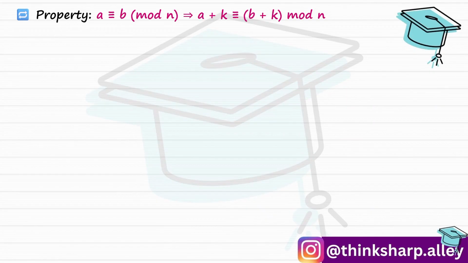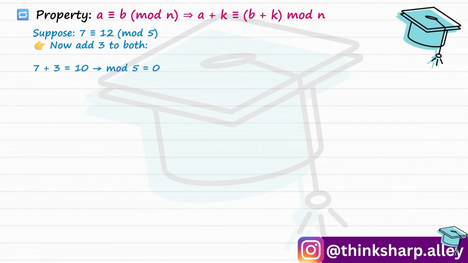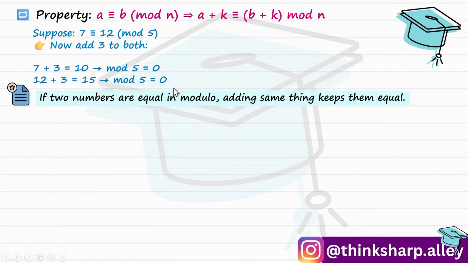So let's say the first one. Suppose we know 7 is congruent to 12 mod 5, right? So can we add 3 to both sides and see whether the congruency still remains? Let's check it out. So 7 plus 3 gives me 10, and if we do mod 5, we are getting 0. And 12 plus 3 is equal to 15, and if we do mod 5, again we are getting 0. So same. That means if two numbers are equal in modulo, adding the same thing gives them equal.